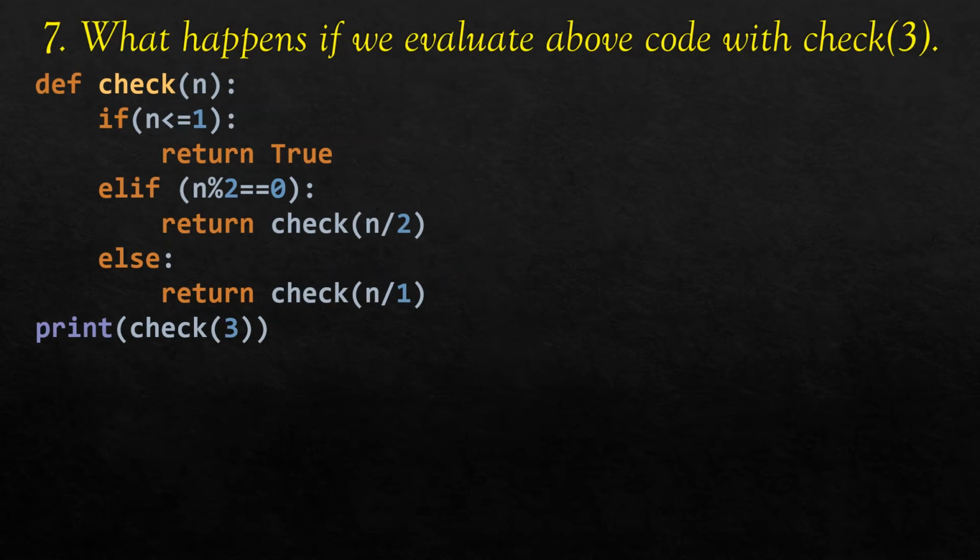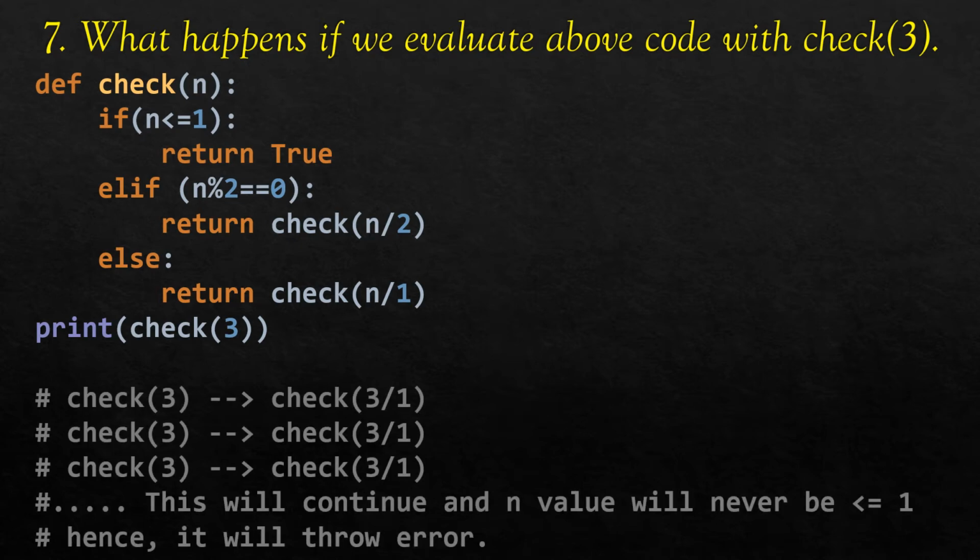What happens if you evaluate the above code with check of 3? Now let's see. Once we call check of 3, it will call check of 3 by 1, that is the same check of 3. Again check of 3 will call the same check of 3 by 1, that is again check of 3. That means the value 3 will continue as it is. Its value will not change and it will never meet any base case condition. So this will continue indefinitely and n will never be less than or equal to 1. Hence it will throw an error.